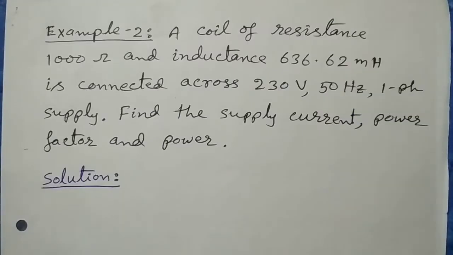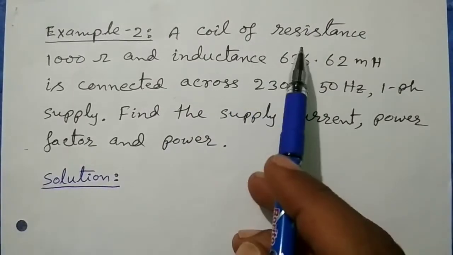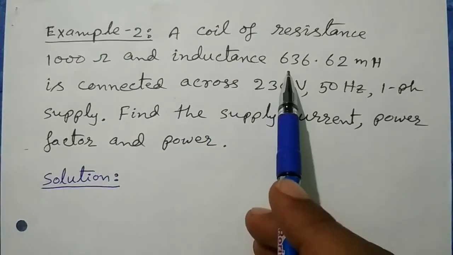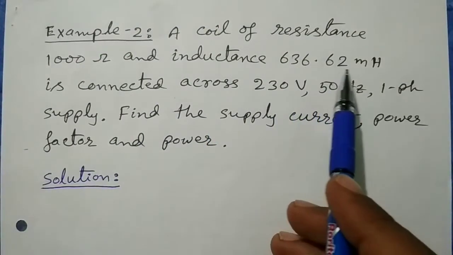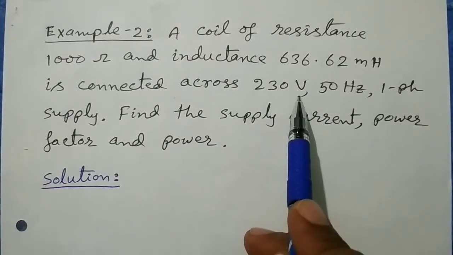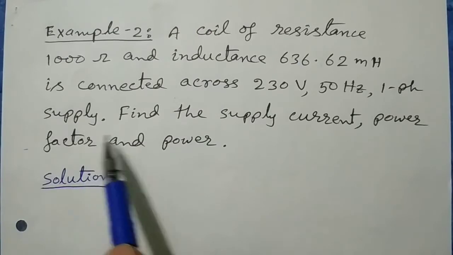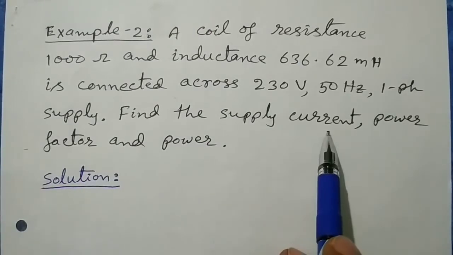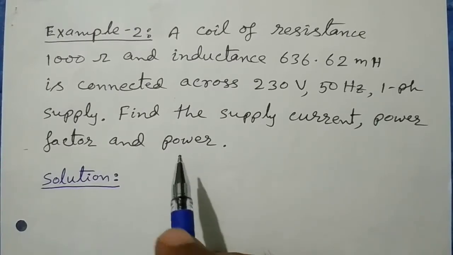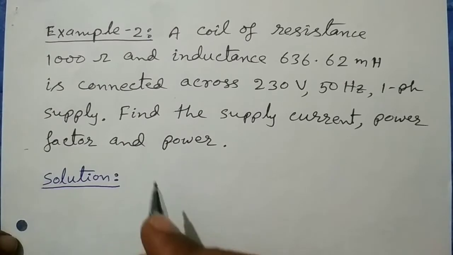So this is the answer. The second example is a coil of resistance 1000 ohms and inductance 636.62 millihenry connected across a 230 volt 50 Hz single phase supply. Find the supply current, power factor and power. Here the power means the active power or the true power.